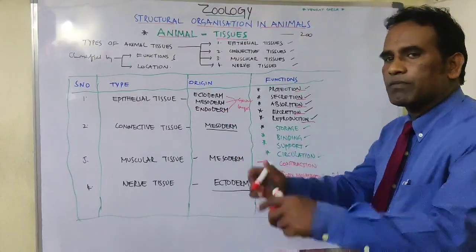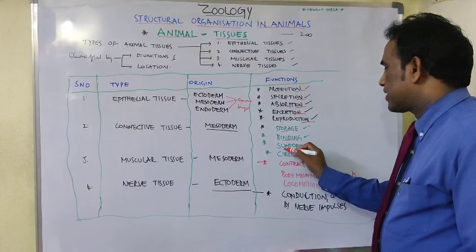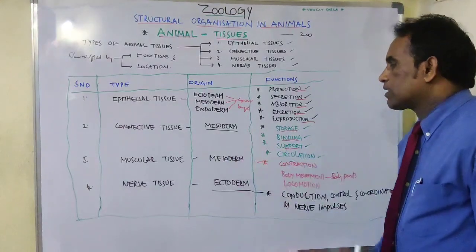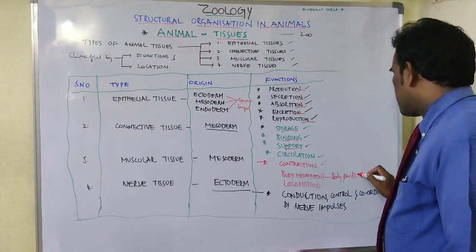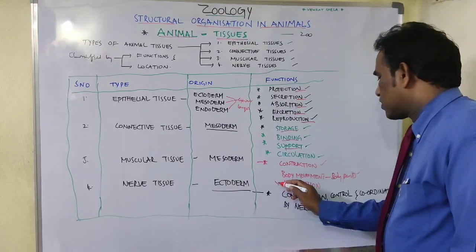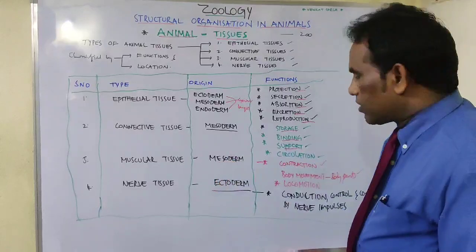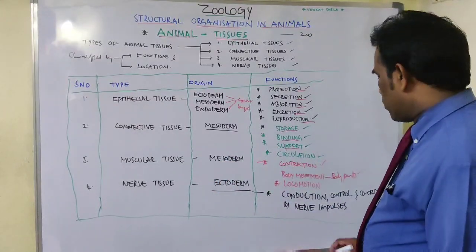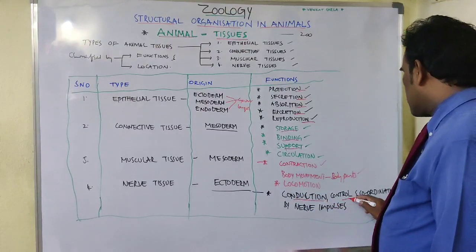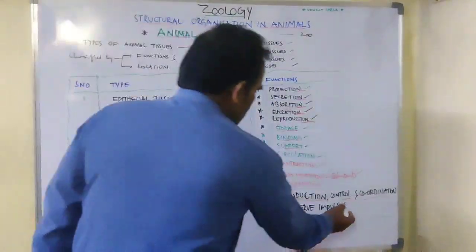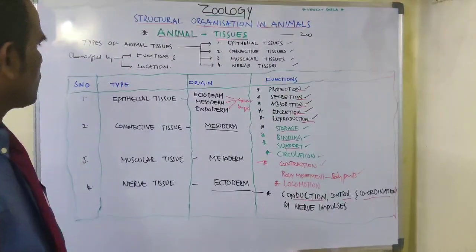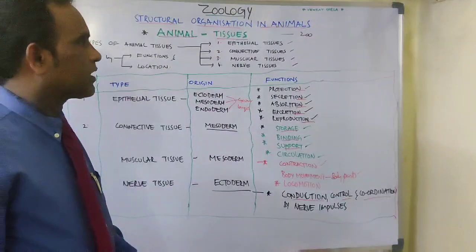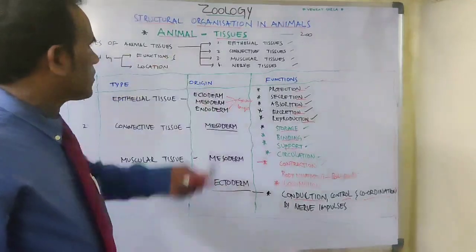Connective tissue, as the name tells us, is meant for storage, binding, support and circulation. Muscular tissue originates from the mesoderm, and its main functions are contraction, body movement of the body parts, and locomotion. Nerve tissue originates from ectoderm of the embryo and is mainly concerned with conduction, control and coordination by nerve impulses. So these are the types of tissues. In humans about 200 tissues have been identified.